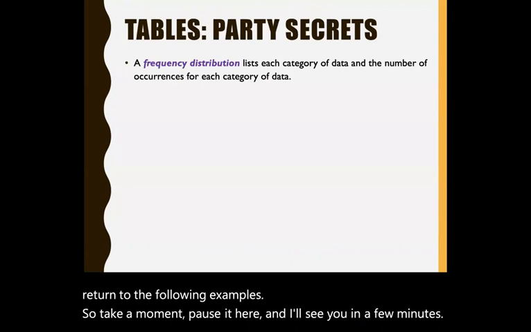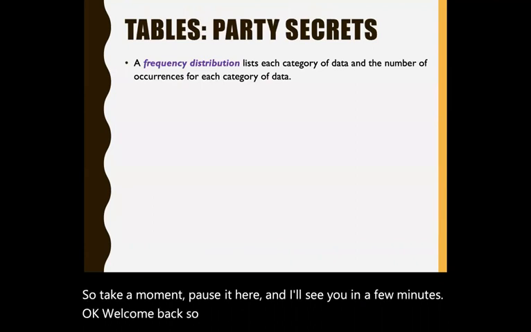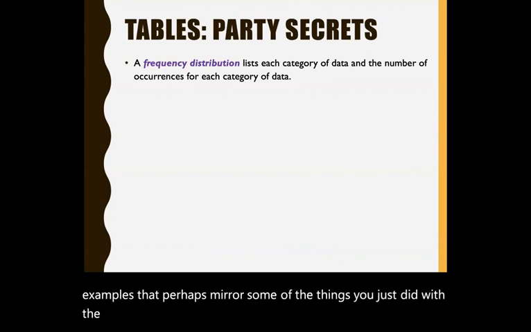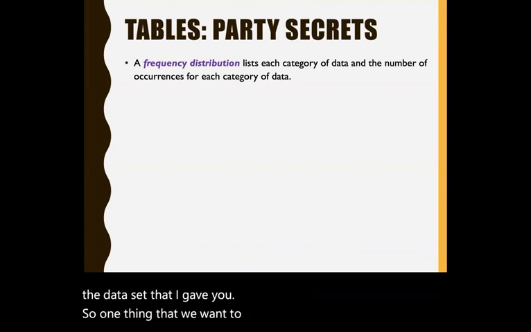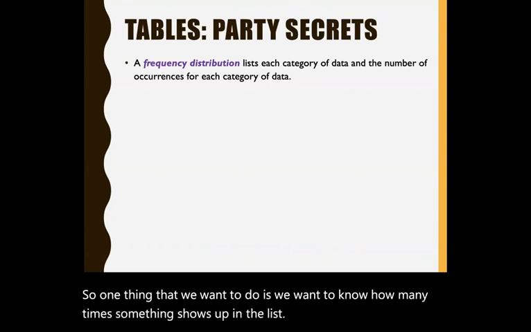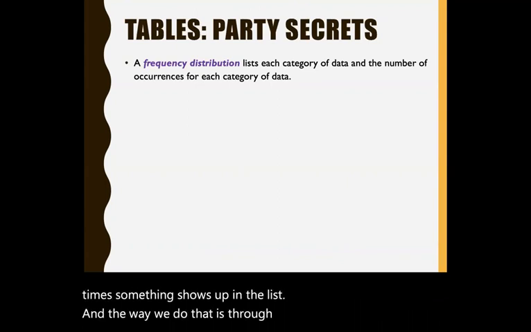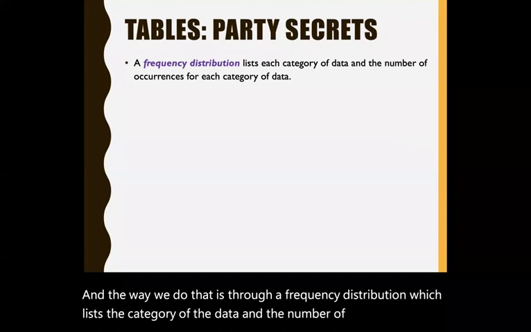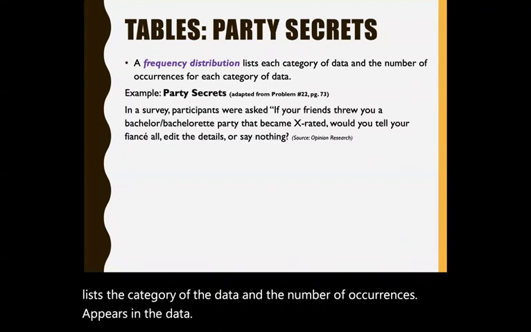Okay, welcome back. So I'm going to walk you through some examples that perhaps mirror some of the things you just did with the data set that I gave you. So one thing that we want to do is we want to know how many times something shows up in a list. And the way we do that is through a frequency distribution, which lists the category of the data and the number of occurrences it appears in the data. So what does that look like?